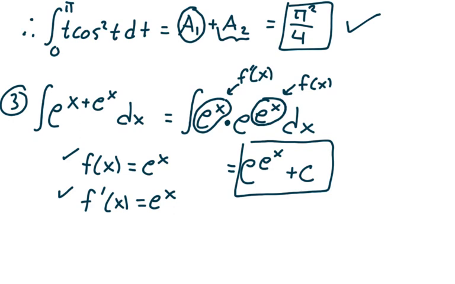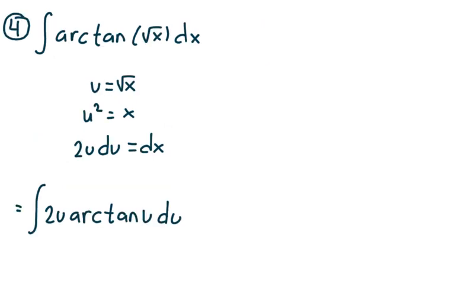I'm done. So the answer to number 3 is e raised to the e to the x plus c. That's number 3. Number 4. Suppose I had the integral of arctangent of square root of x dx. So traditionally, I like to get rid of the radical.